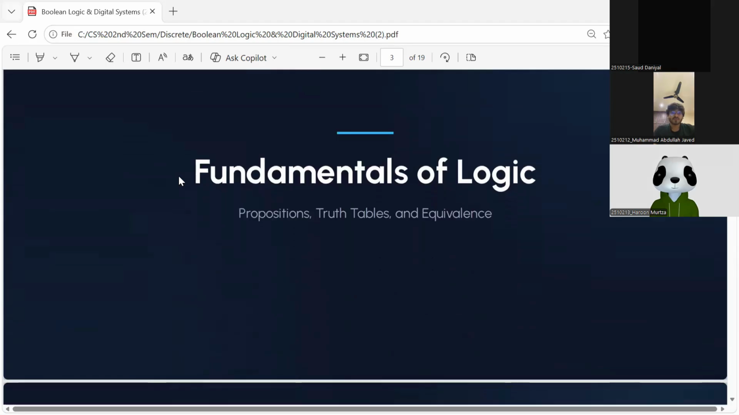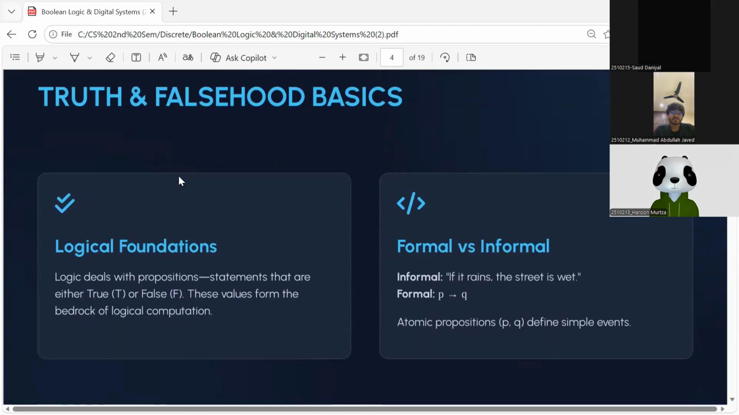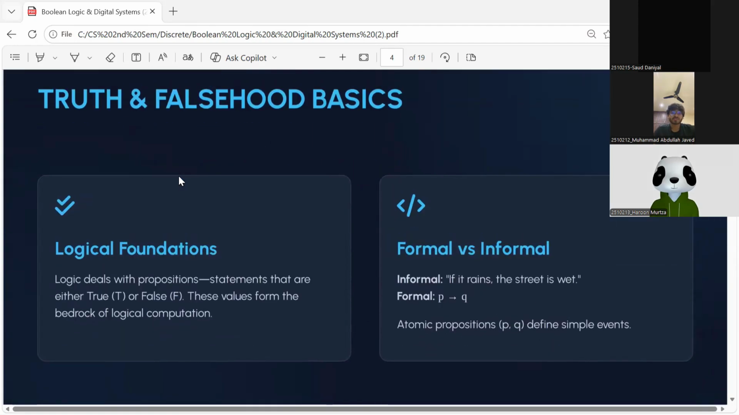So, fundamentals of logic. We have to understand what a proposition is. So move to the next slide. As we can see, a logic foundation. In logic foundation, first we have to see the proposition. A proposition is a statement that is either true or false. A statement which can either be true or false.